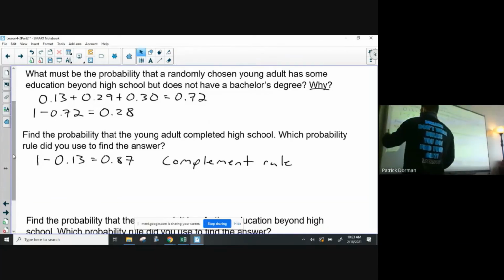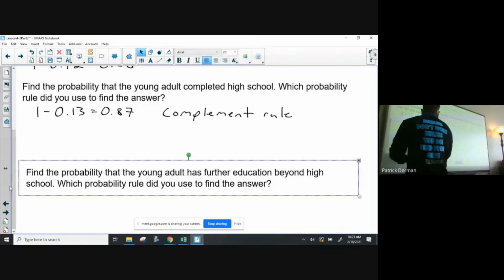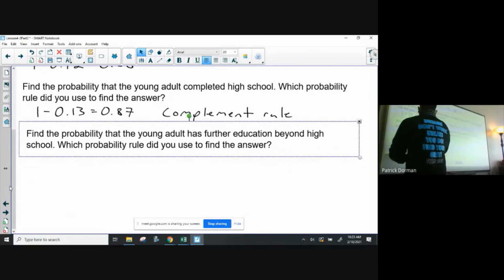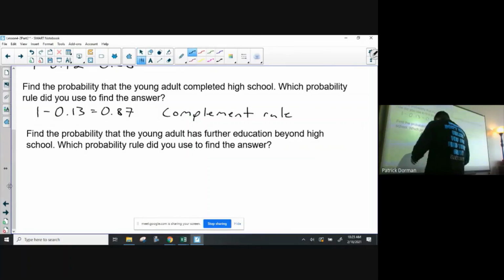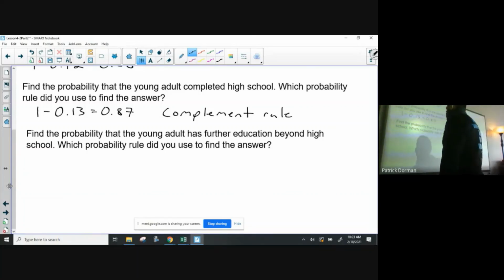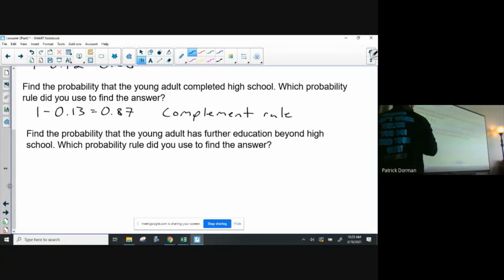All right. And last but not least, it turns out that it's kind of a shorter lesson today. Let's do this next one. What's the probability that a young adult has further education beyond high school? Which probability rule did you use? Okay, has further education beyond high school.